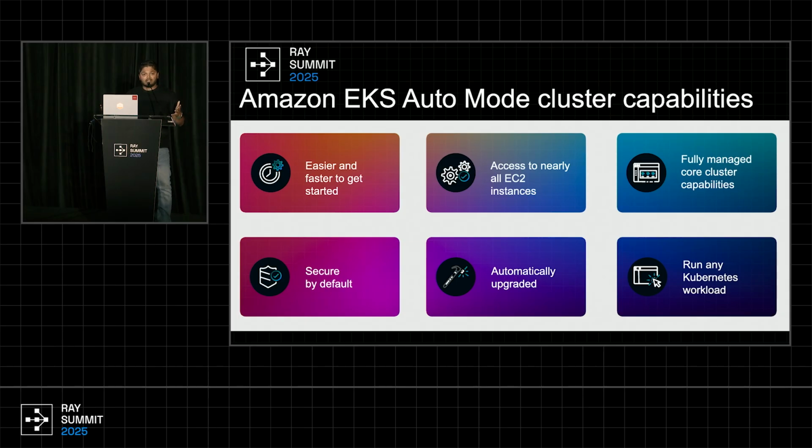So the core capabilities that Auto Mode gives. Number one, it's easier to get started. It's a single-click deployment to deploy an EKS Auto Mode cluster. And then number two is you have access to pretty much all of the EC2 instances offering that we have to offer, whether it's ARM instances with Graviton, the GPU instances, with the Neuron instances, all of those can be used with Auto Mode. And with the different compute provisioning options, whether you're purchasing spot capacity or on-demand capacity or using capacity block reservations to run those training jobs, all of those are possible with EKS Auto Mode.